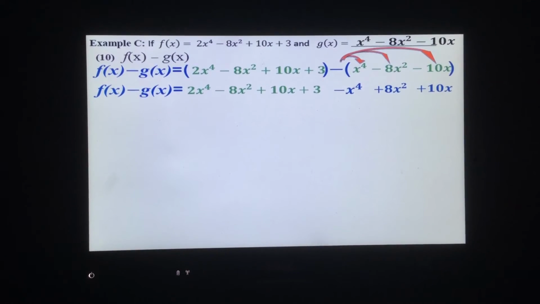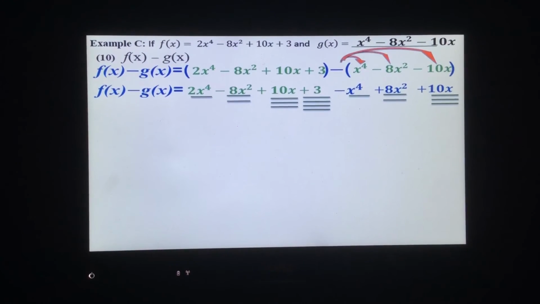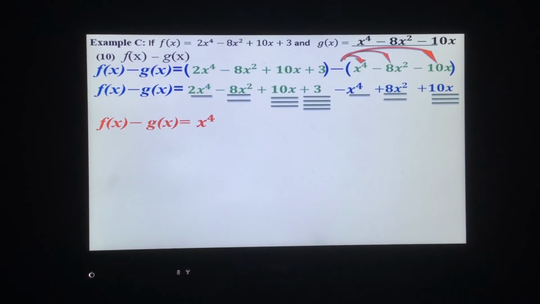All right, so let's go ahead and combine like terms again. We have the x to the fourth that are the same. We have x squareds that are the same. We have x's that are the same, and then we have that constant of positive 3 again. All right, so we're going to combine these together. We have 2x to the fourth minus x to the fourth together. That makes 1x to the fourth, or just x to the fourth. You don't really need the 1 there.